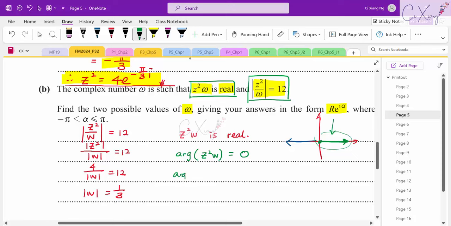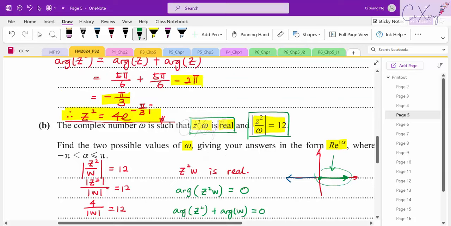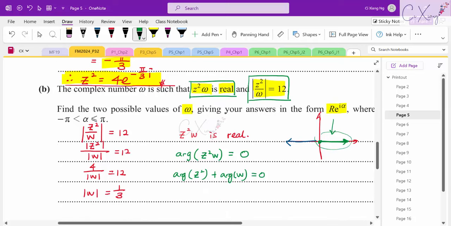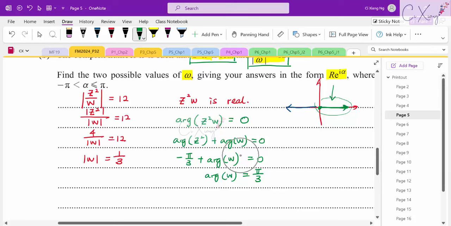Okay? Then just now we have learned argument of z squared plus the argument of w can be equal to 0. So what is that? I got my argument of z squared, which just now you get the value, which is negative pi over 3. So I'm having negative pi over 3. Argument of w, I don't know. So I'm having 0. From here, I get your argument w equals to pi over 3 positive. So this is the first argument that I have, which is in the green color.